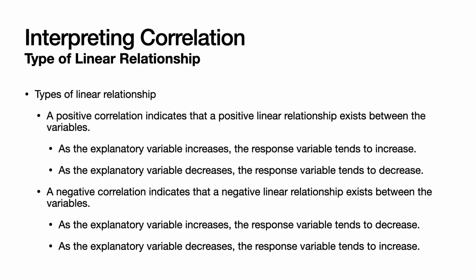A positive correlation indicates that a positive linear relationship exists between the variables. In other words, as the explanatory variable increases, the response variable tends to increase. As the explanatory variable decreases, the response variable tends to decrease. On the other hand, a negative correlation indicates that a negative linear relationship exists between the variables. As one variable increases, the other variable tends to decrease. And as one variable decreases, the other variable tends to increase.